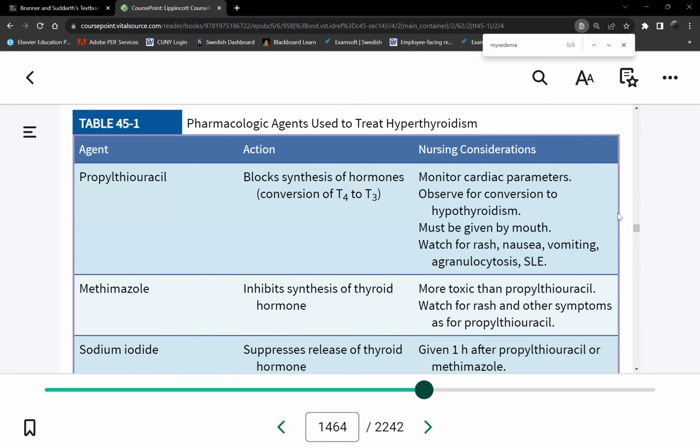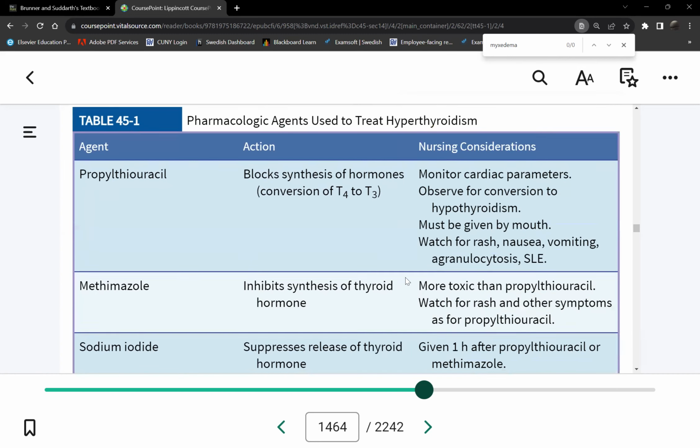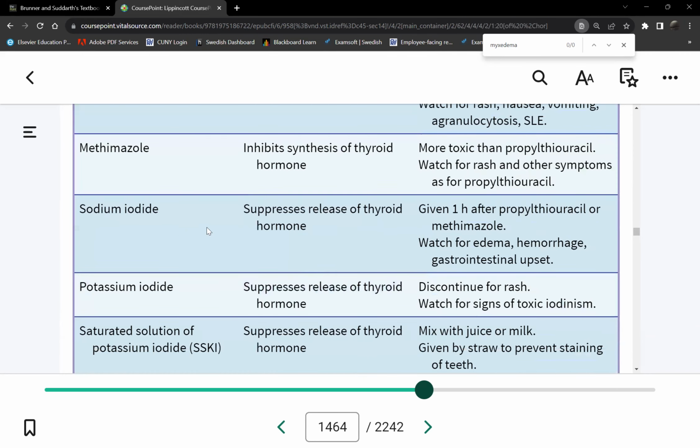Here are your other nursing responsibilities for each one. PTU, these are your responsibilities. Methimazole. Okay. Now let's go to the iodine.